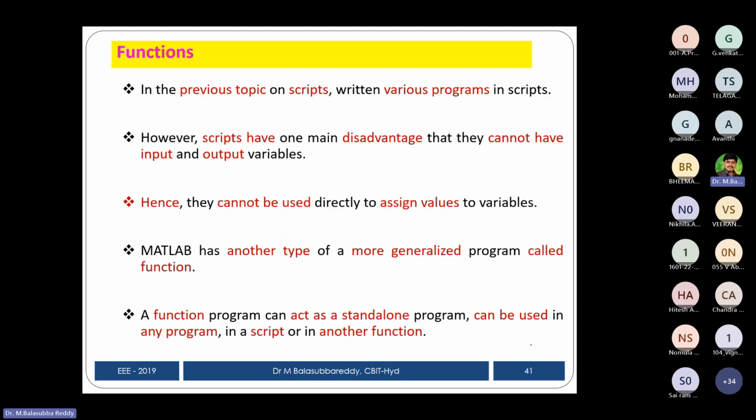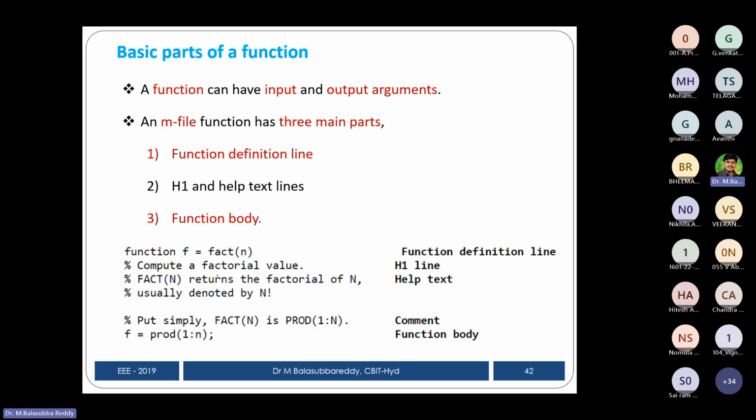And we'll go for functions, as I mentioned in the previous topic. A script has one main disadvantage, that it cannot have input and output variables. Simply you have to define the variable and you will solve that problem, but directly assigning the variables is not possible. But MATLAB has another, more generalized type called functions. Using the function, it will be a standalone program, which can be used in any program, in a script or in another function.